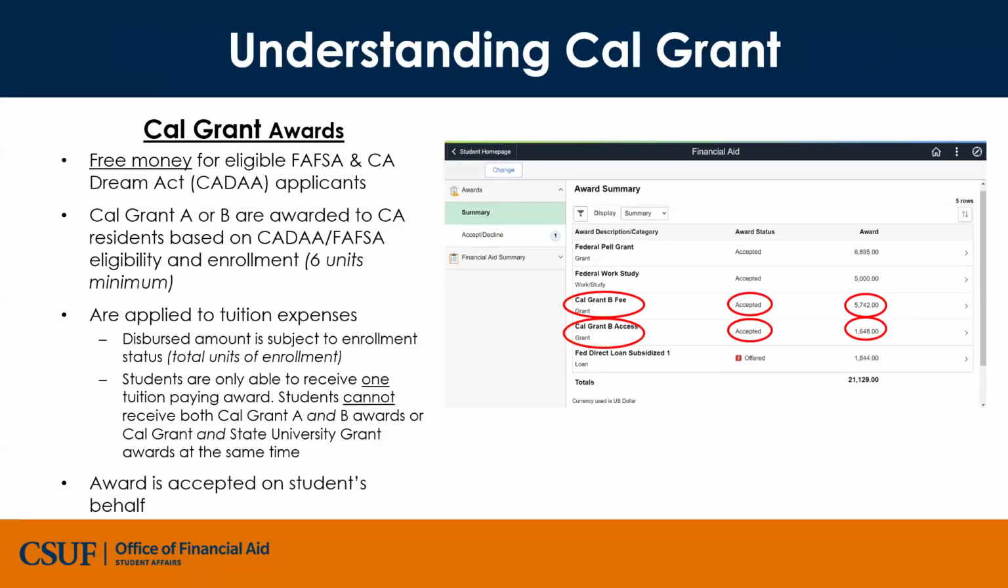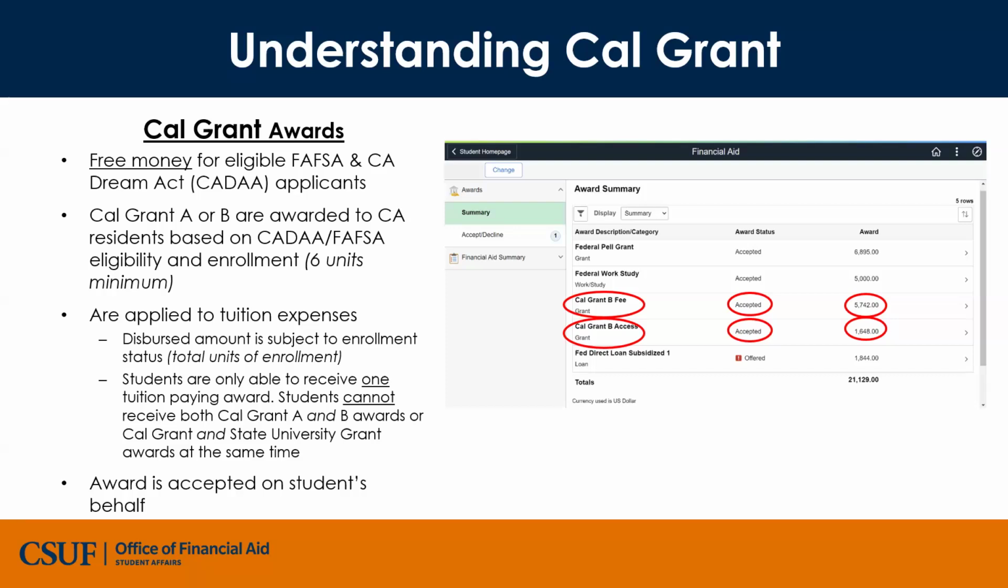Moving on to Cal Grant Awards. Cal Grant Awards are free money for eligible FAFSA and Dream Act applicants. Cal Grant A or B are awarded to California residents based on the CADA and FAFSA eligibility and enrollment. They require you to be in 6 units or more. The Cal Grant Awards are applied to tuition expenses. The disbursed amount is subject to enrollment status.